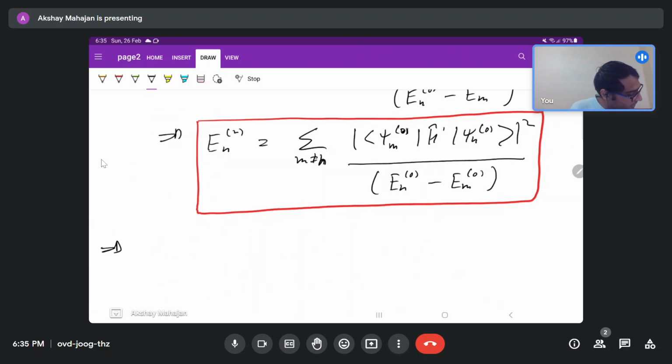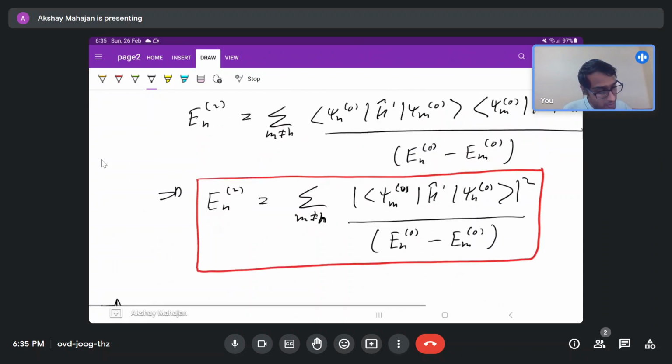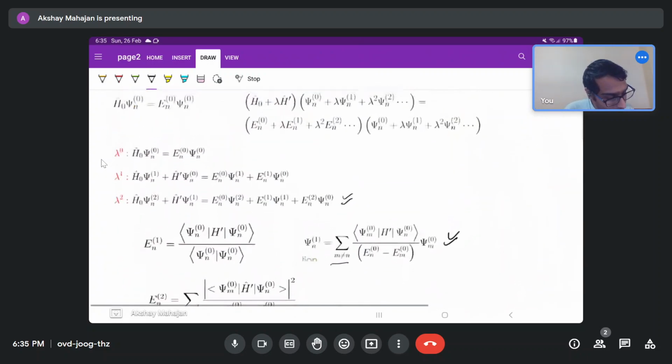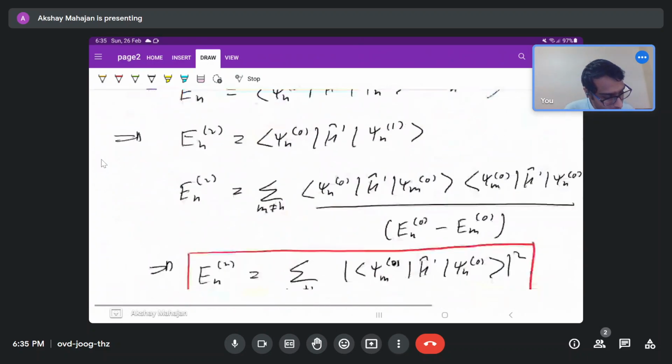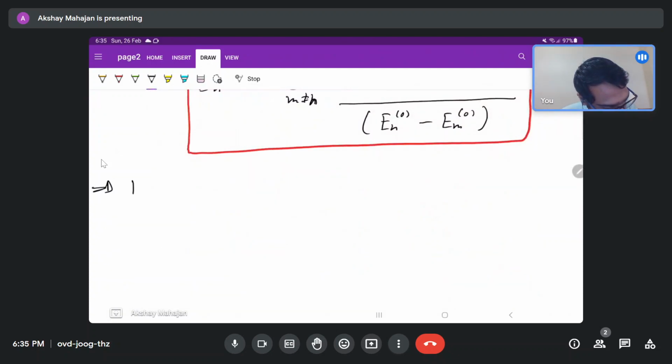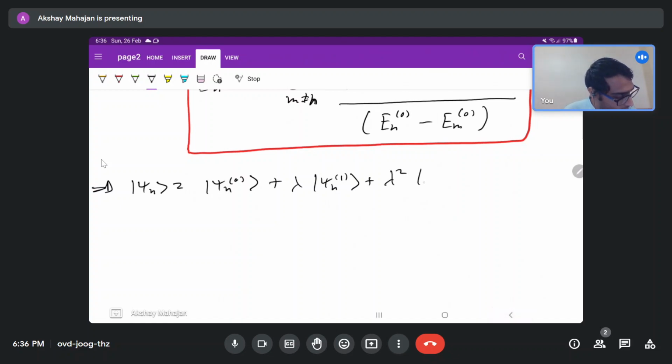Now we have our wave function, but we have written our psi in ket form now. So our psi n wave function we have written as psi n of the zeroth order, plus lambda times psi n of the first order correction, plus lambda square times psi n of the second order correction, and so on.